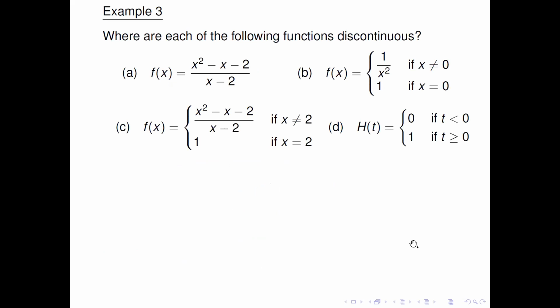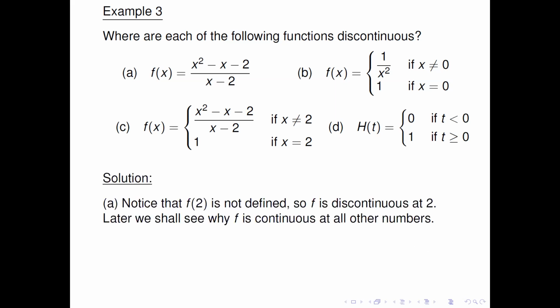Here we look at 4 different functions, and we will look at various ways in which these functions are continuous and not continuous at certain points. Again, our template for checking continuity and discontinuity will be those 3 conditions. So let's look at the first function. In part a, f of x is equal to x squared minus x minus 2, divided by x minus 2.